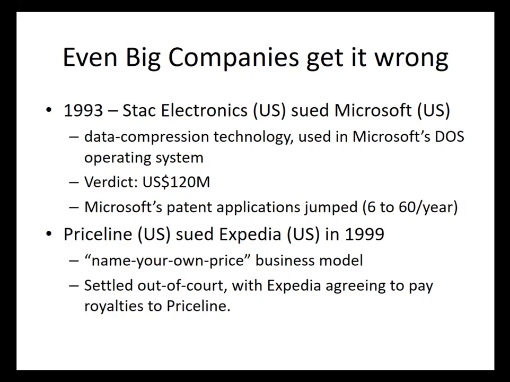So Stac Electronics in 1993 sued Microsoft because they said that they were using their data compression technology, and they won $120 million. And then after that, Microsoft started making more patent applications. Priceline sued Expedia in 1999, and they ended up settling out of court. I just want you to remember, though, that all of this requires going to court.